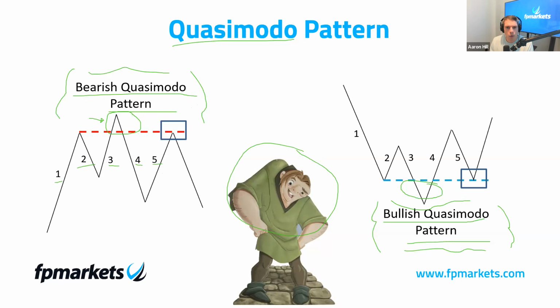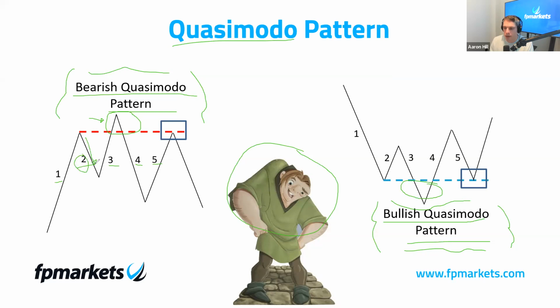Is the third leg always higher or lower than the second leg, depending on the bias? Yes, I believe it is, depending on the bear. So the third leg is always higher than the second leg. Yes, so the second leg is at this point here.